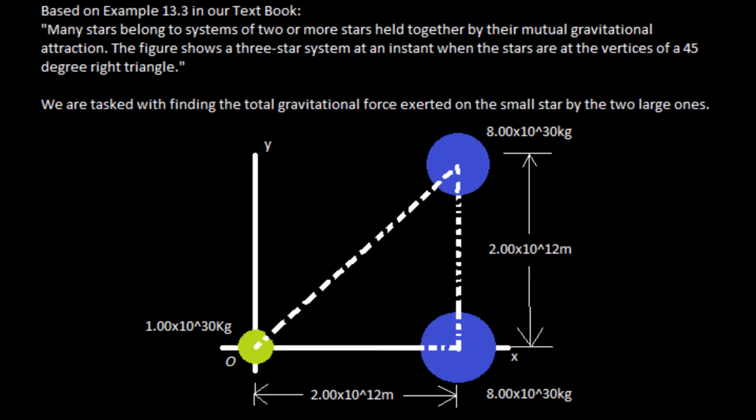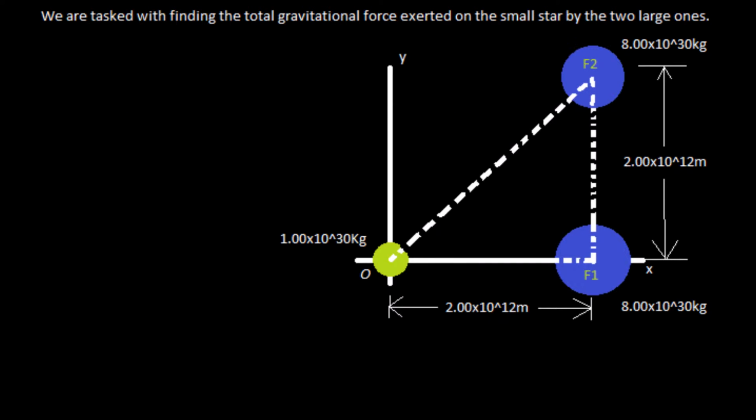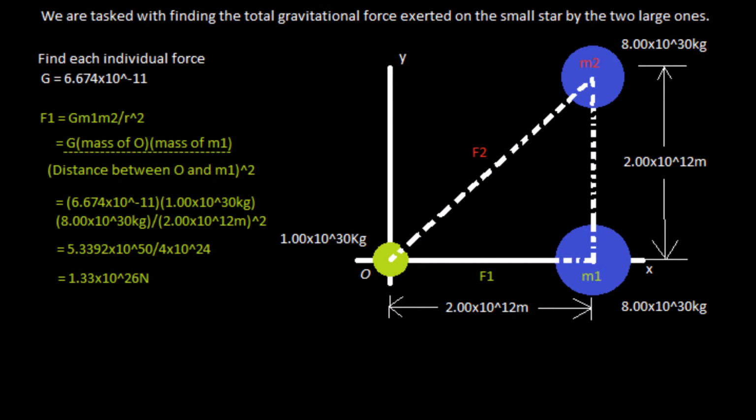So what this example is asking for is to find the total gravitational force exerted on a small star by two larger ones. Step one would be to find the individual forces each larger star is exerting on the smaller star. So if we go to find the first force between what I called M1 and O, we just use the equation from Newton's law of gravitation and input all of our different variables in there, which ends up equaling 1.33 times 10 to the 26th newtons.